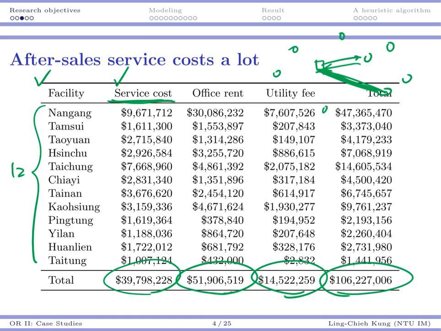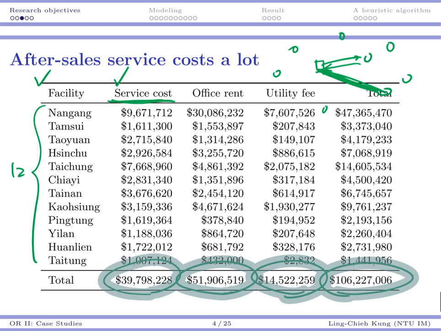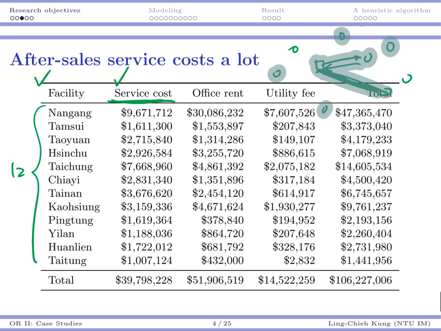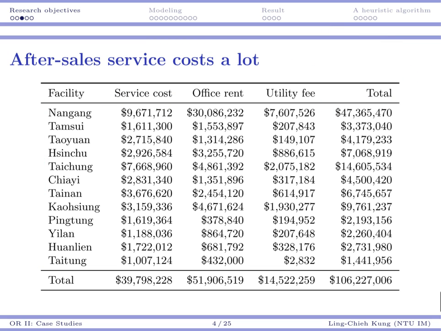One thing I need to tell you is that because the real numbers are a secret for the company, we are not allowed to reveal the true numbers for you. But that's pretty close to the real practice. So somehow you may still think about, well, that's not a small number. Maybe there are some ways to think about whether we may cut down some facilities to save some office rents.